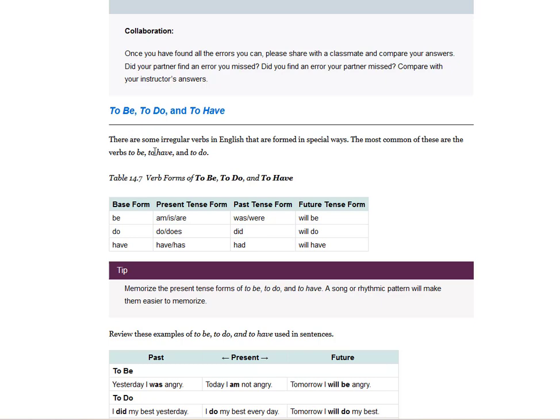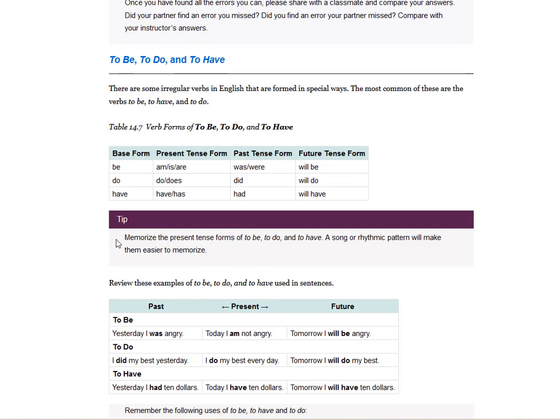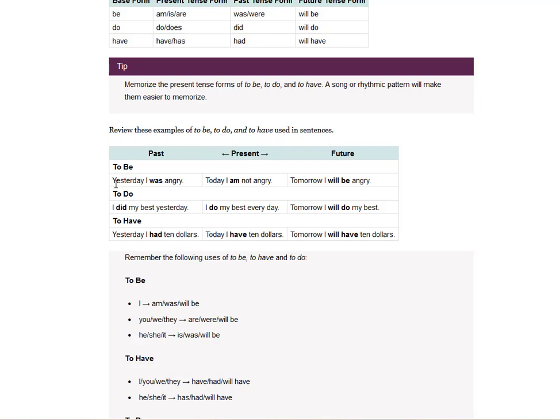There are some irregular verbs in English that are formed in special ways. The most common of these are be, do, and have, irregular verbs. To be, and then of course you would know all of this: simple past was, simple present am, simple future will be.